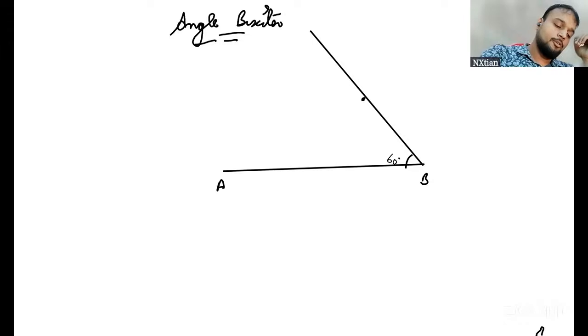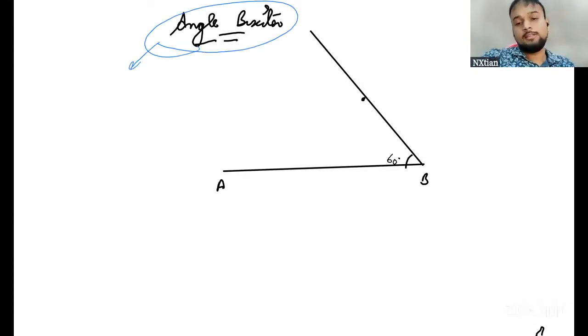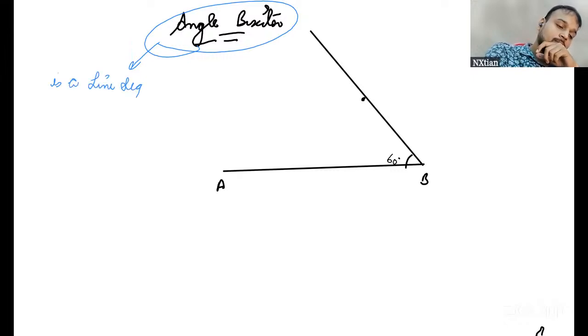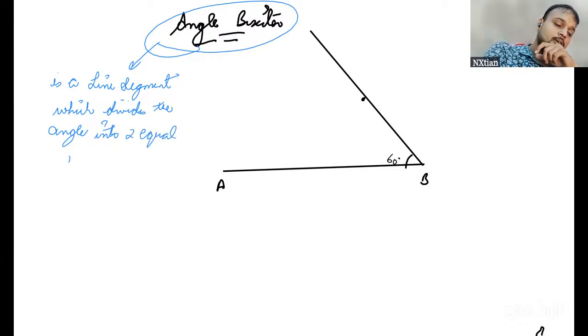Now, first of all, let us understand what we mean by angle bisector. An angle bisector divides an angle into two equal angles. For example, an angle bisector is a line segment which divides the angle into two equal angles. Now listen, guys.